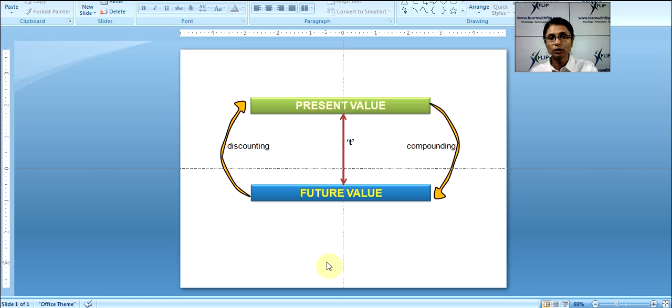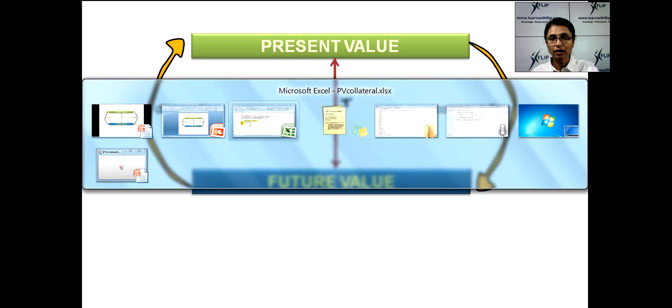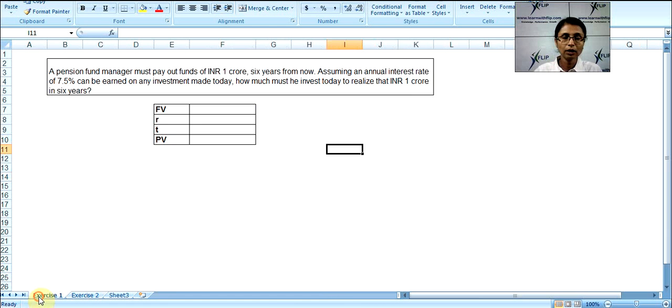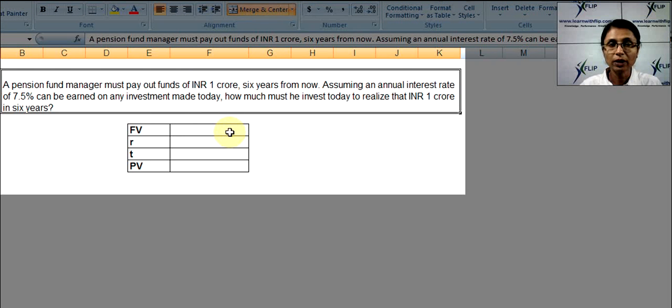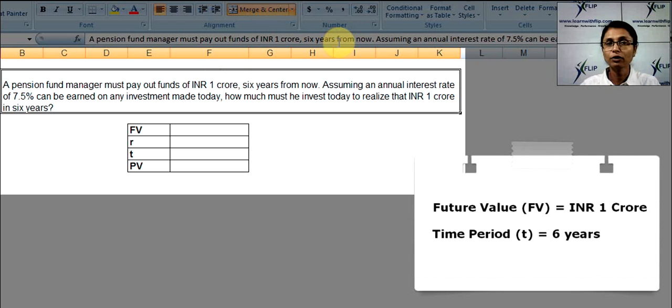So I'm using an example which is there in the courseware. A pension fund manager must pay out funds of INR 1 crore 6 years from now. There you go, we have the future value and we have the time period. Assuming an annual interest rate of 7% must be earned on any investment made today, how much must he invest today to realize that INR 1 crore in 6 years? So we know the future value. We are being asked what is the present value of that INR 1 crore.